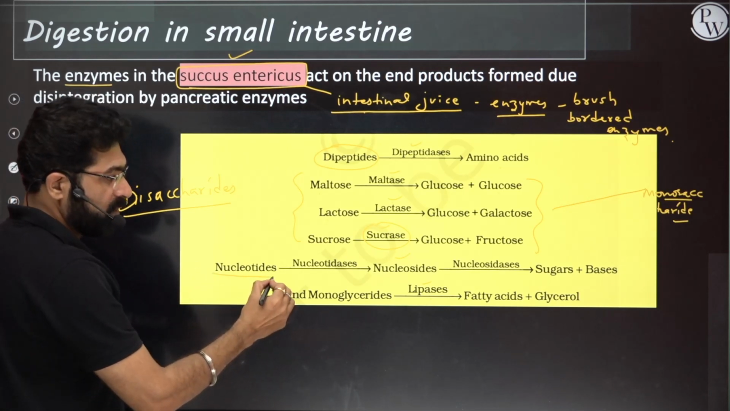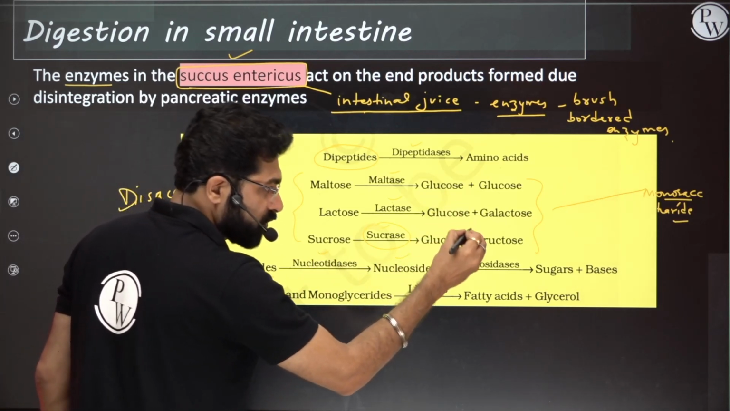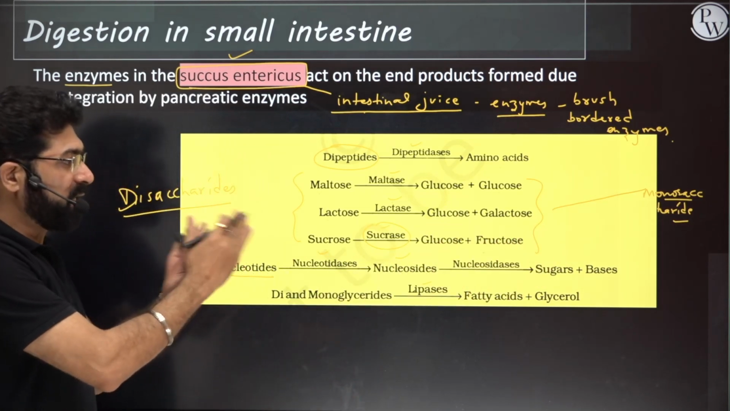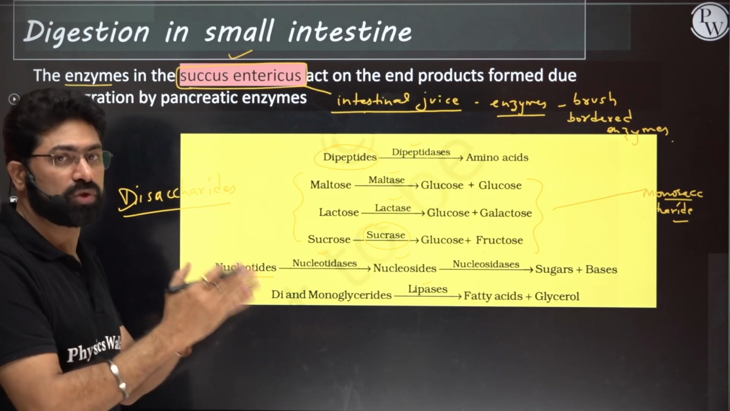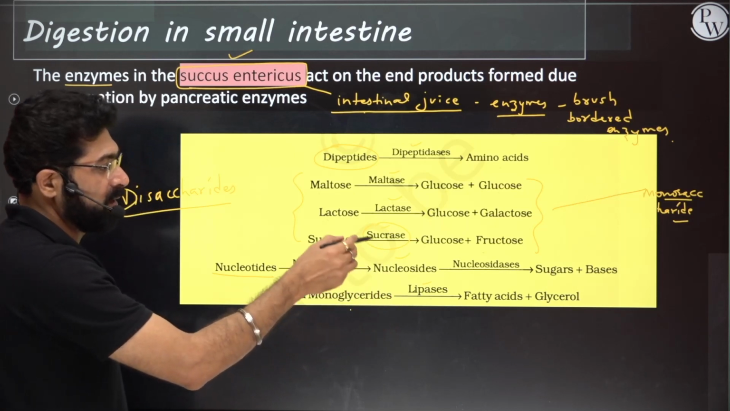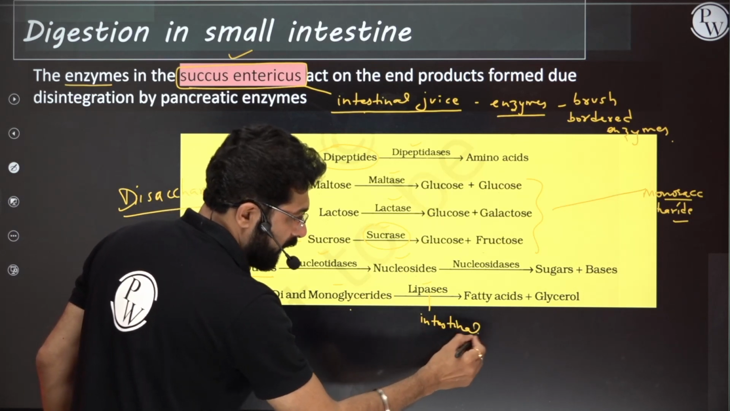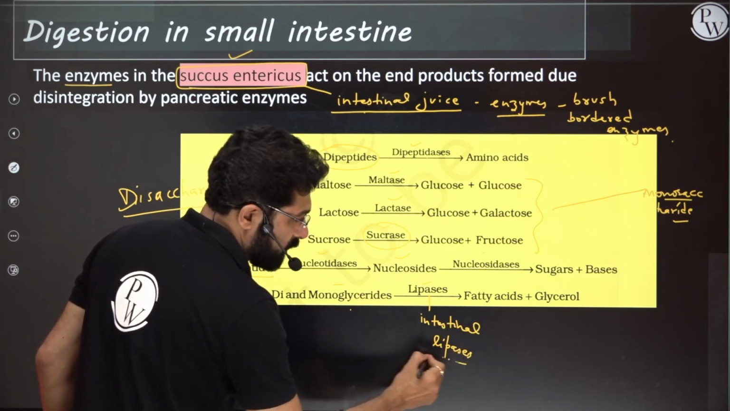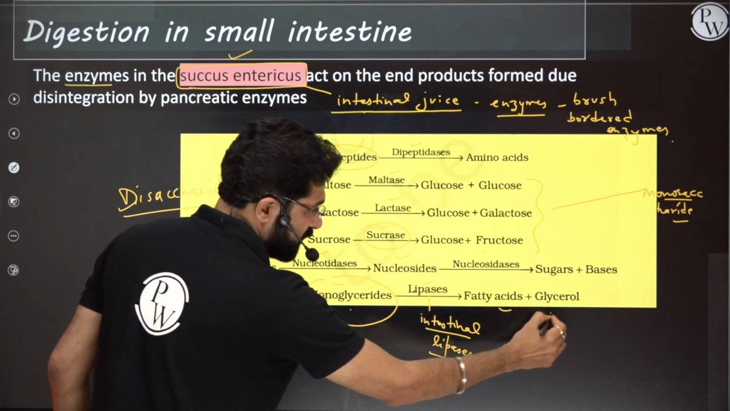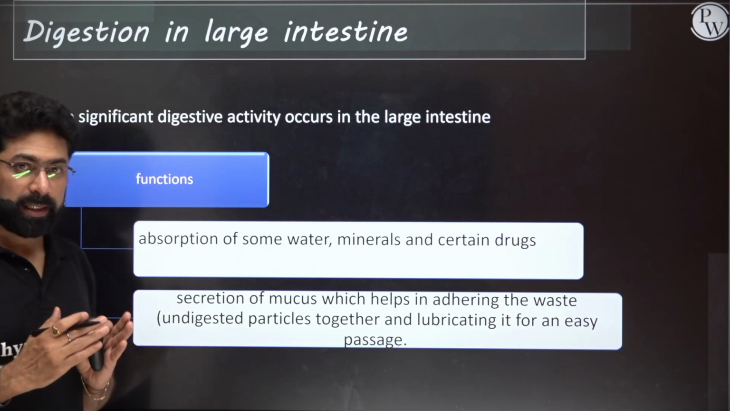Nucleotides will be worked upon by nucleotidases, which break them into nucleosides, and nucleosidases will break the nucleosides into sugar and bases. So the ultimate breakdown is happening by the intestinal juice enzymes only. Even the di- and monoglycerides are going to be broken down by the intestinal lipase into fatty acids and glycerol.